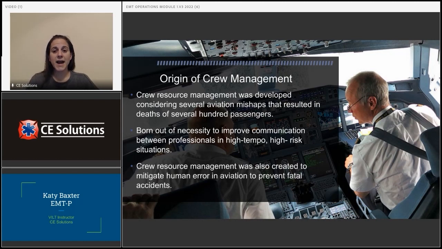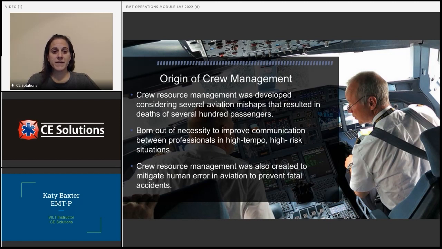This crash happened because the airplane ran out of fuel while troubleshooting landing gear problems. In 1981, United Airlines was the first airline to launch a comprehensive crew resource management program. And right now it is the gold standard.